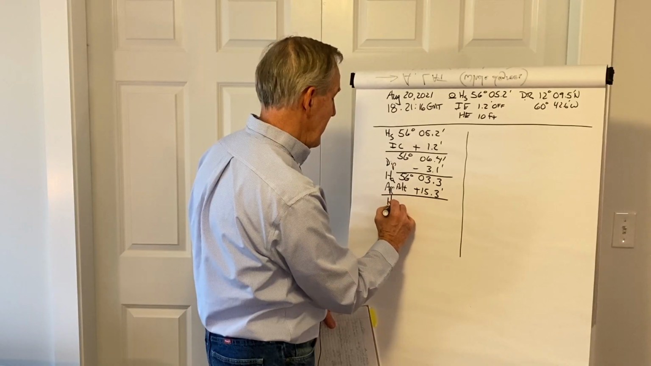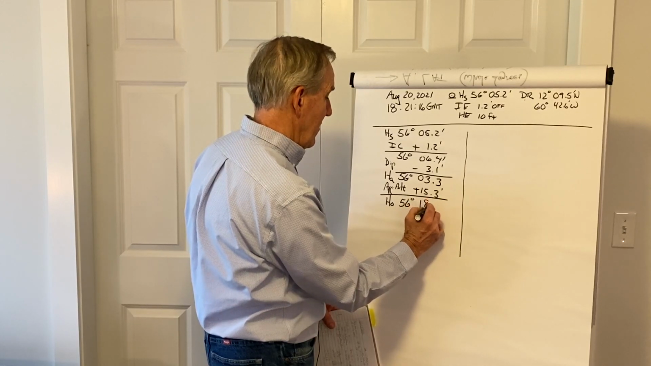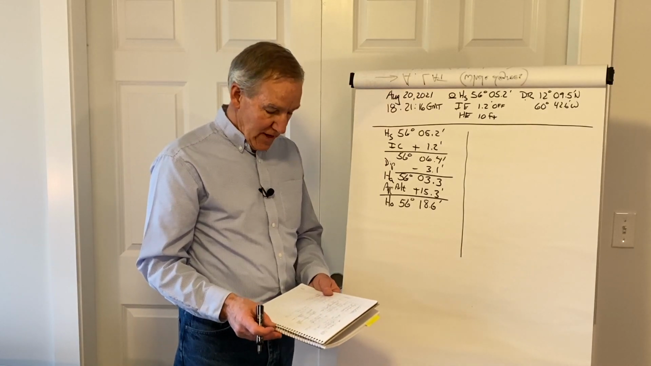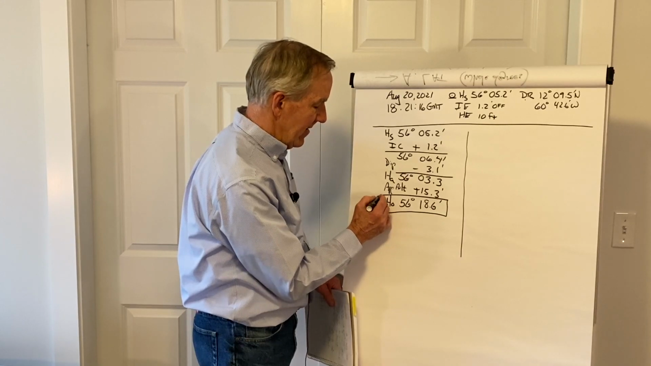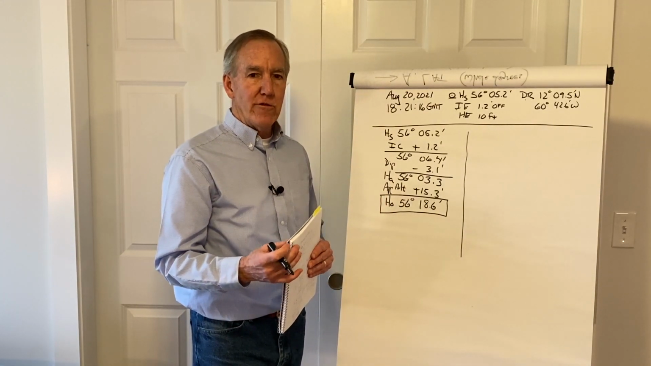And then that's going to yield us our observed altitude of 56 degrees, 18.6 minutes. And we can set that aside for later when we come out of the sight reduction tables with our HC.